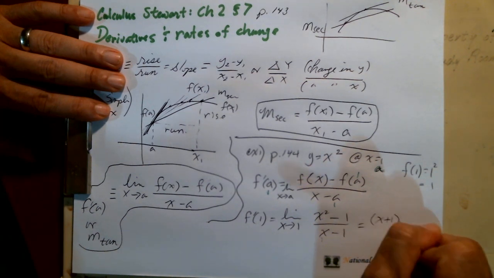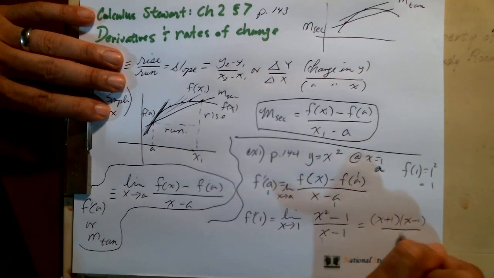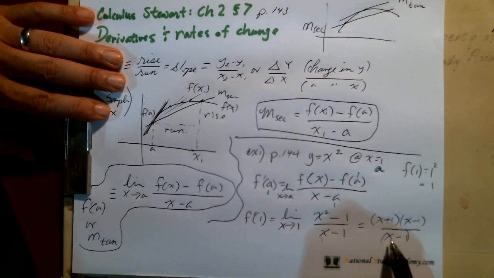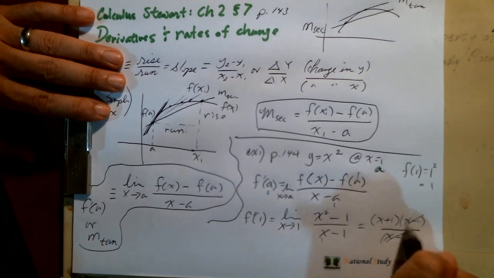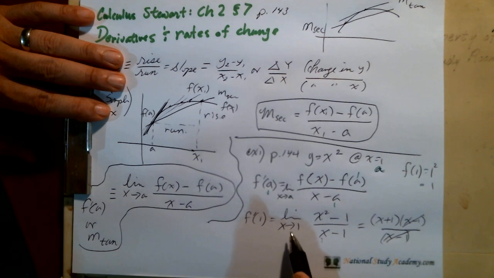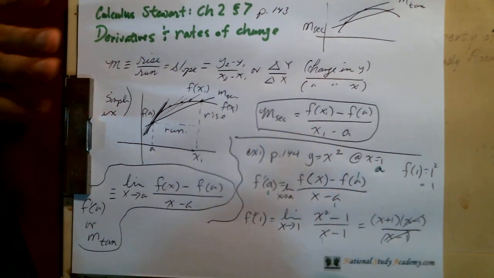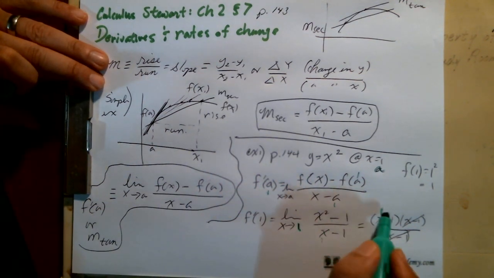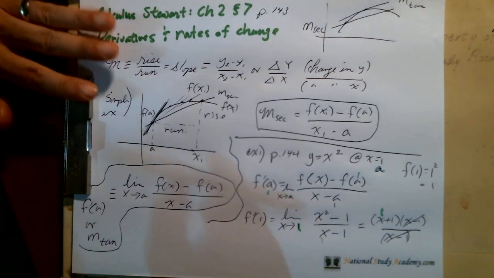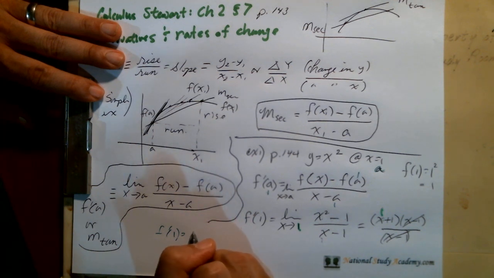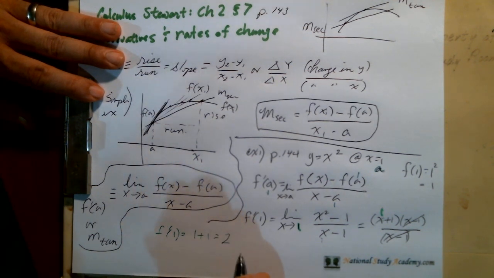So you can factor that. It becomes x plus 1 times x minus 1 all over x minus 1, right? And notice now, these conjugates, one of them is going to cancel with this x minus 1. So the difference of squares always factors to its conjugates. Now you can plug in 1 in here now. I'm going to use light green. Since it's 1 here, now you can plug in 1 in for your x. And so f prime of 1 is equal to 1 plus 1, which is 2. That's your slope.